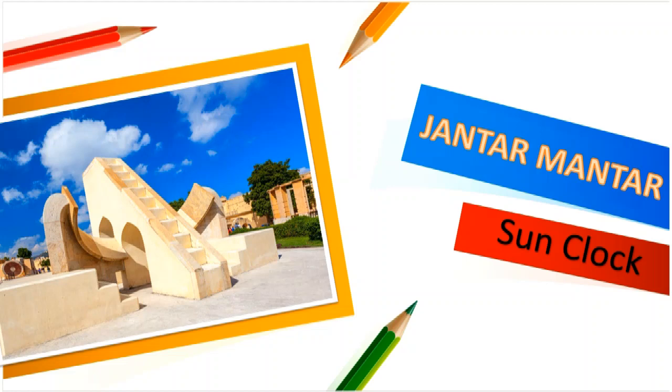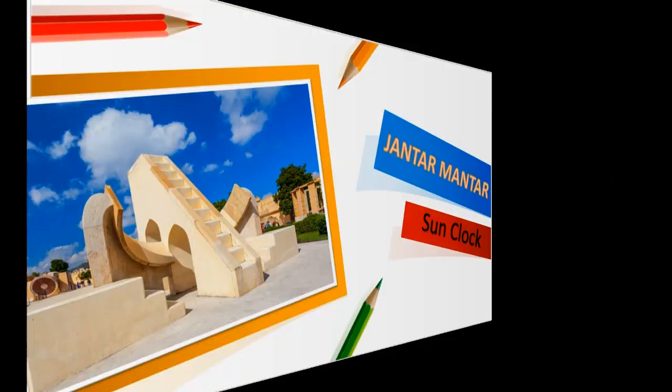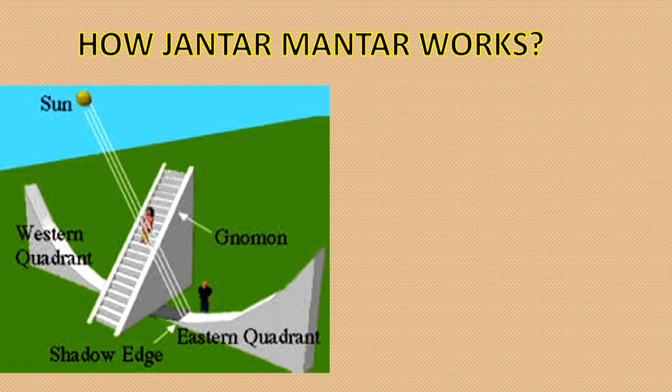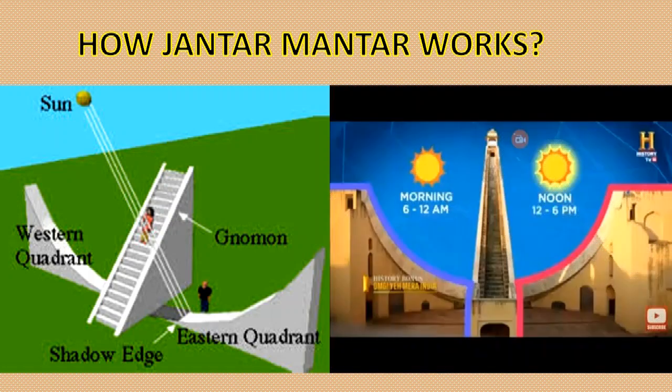Jantar Mantar is also known as the equinoctial sundial because it consists of a gigantic triangular knob which has its hypotenuse parallel to the Earth's axis. There is a quadrant of a circle parallel to the plane of the equator on either side of the knob. This is used to measure the time of the day.